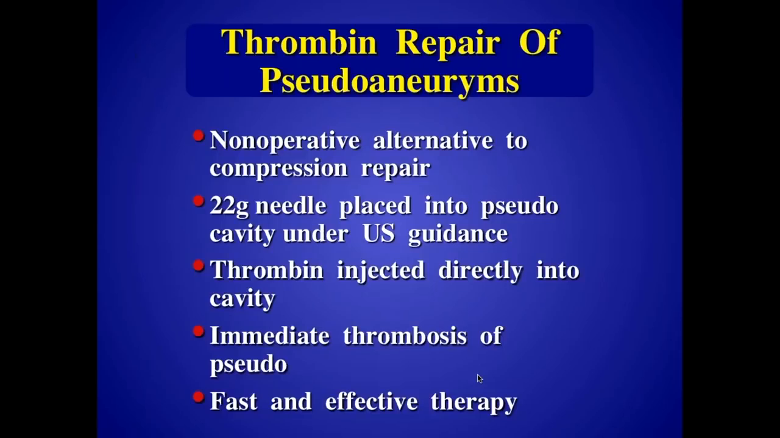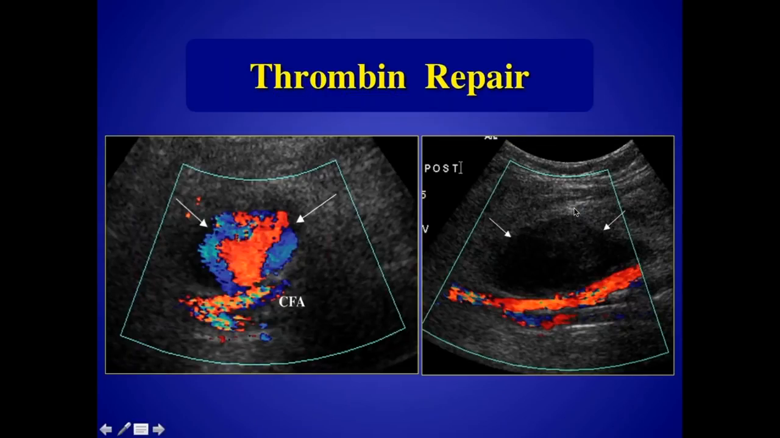Many of you are familiar with thrombin repair. Basically, we stick a 22-gauge needle into the pseudoaneurysm cavity under ultrasound guidance. We inject thrombin into the pseudoaneurysm while we watch it. Remember, that's an off-label use of thrombin because thrombin is not intended for intravascular use, but it has proven to be a very fast and effective treatment for the repair of pseudoaneurysms.